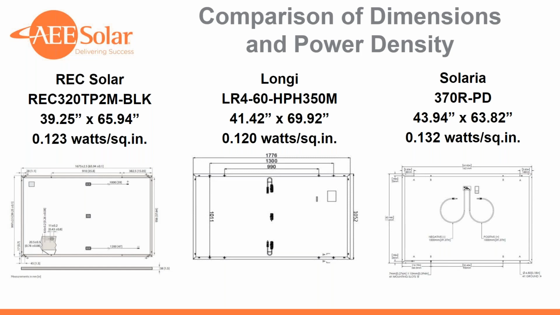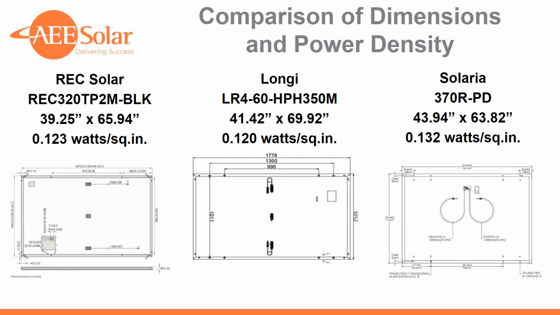So we've got here the same three modules that I've used for comparisons earlier in this presentation. The REC 320 TP2M black, which is not a black on black, but just a black framed module. The dimensions here, 39.25 width, and I realize these are all arrayed here in landscape. Typically when we're talking about width, we're talking about the narrow side. So 39.25 by 65.94, one of the shorter ones of the traditional 60 cell formats. This works out to a module area efficiency of 0.123 watts per square inch.